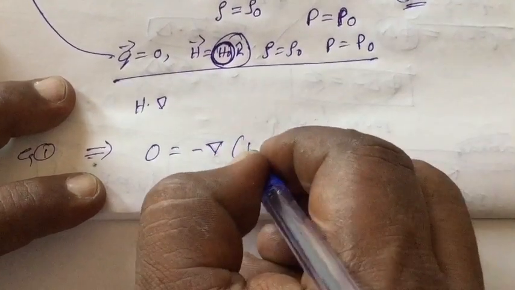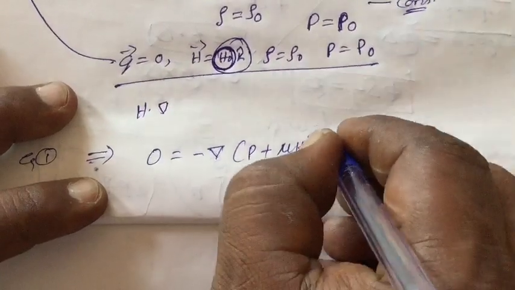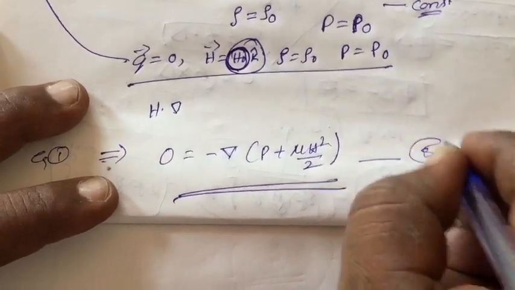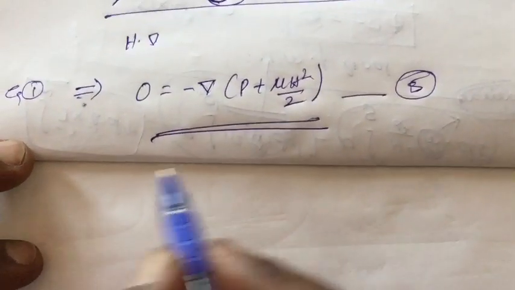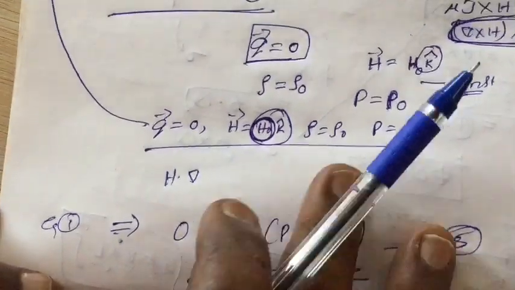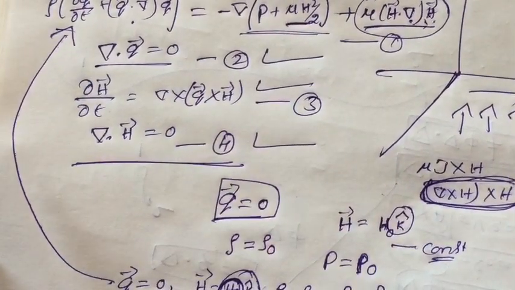minus gradient of P plus mu into H square divided by 2 only. Okay, so call this equation number 5, whatever the number. So this is equal to 0. So obviously the continuity equation is satisfied as Q is equal to 0.